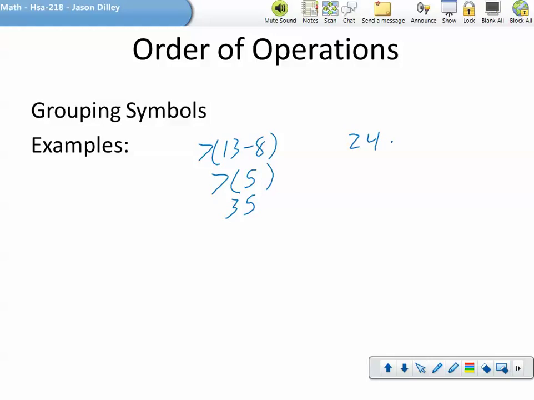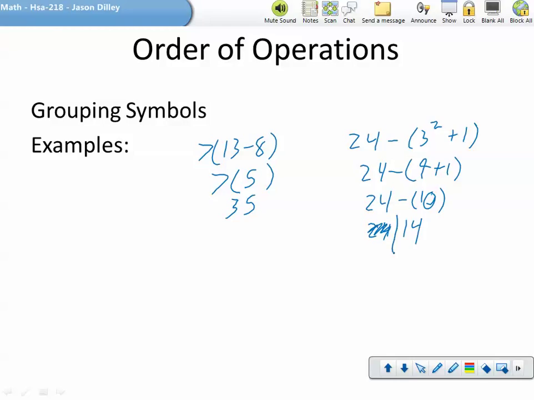What about 24 minus (3 squared plus 1)? Within our grouping symbols, we have two different operations happening here. We have the exponents and the addition. I do the exponents first. I follow that same order within the grouping symbol. So that's 9 plus 1. And then that's 24 minus, inside the grouping symbol, 10. And then that's 24 minus 10. Oops, I didn't write that. 24 minus 10 is 14. So there's my answer there. There's my 35 right there.